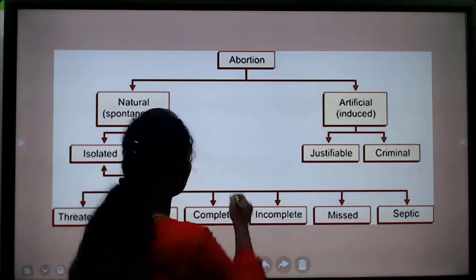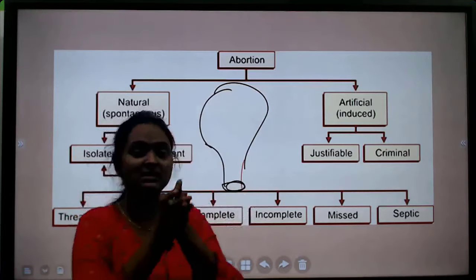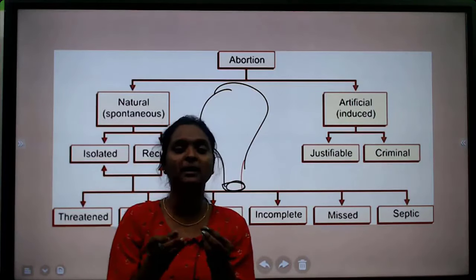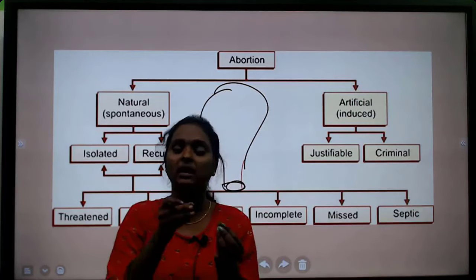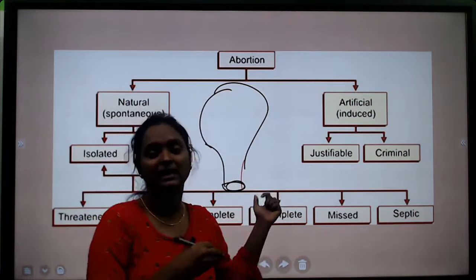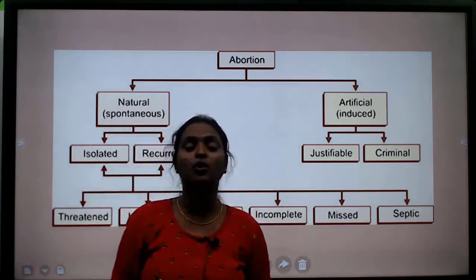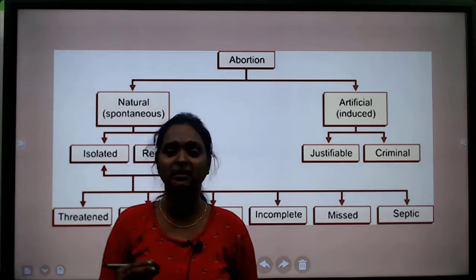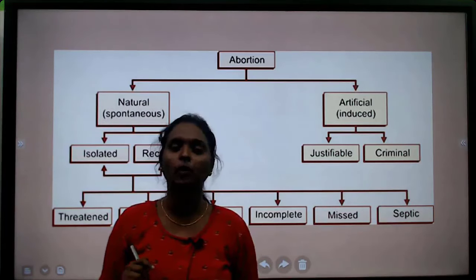Incompetent cervix means what? This is the uterus, right? The cervix will get dilated. Because of that, after conceiving, the products of conception will be delivered out. This is because of the incompetent cervix, or the dilation of the cervix. This is the reason most common in the exam. First question: what is the most common cause for abortion? Incompetent cervix.